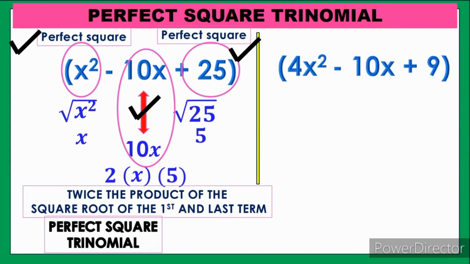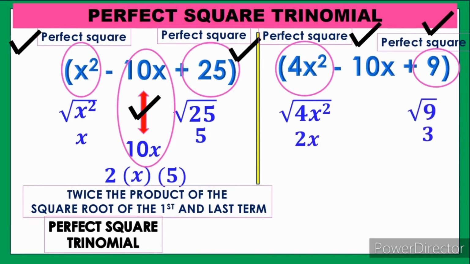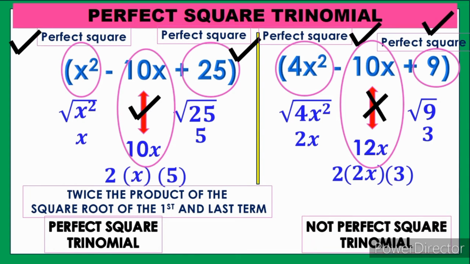Next: 4x squared minus 10x plus 9. The first term is 4x squared. This is a perfect square. The last term is 9, which is also a perfect square. They are both correct. How about the middle term? Okay, again, we take the square root of the first term, 4x squared, and that is 2x. The square root of 9 is 3. And then twice the product of the square root of the first term and the last term. So therefore, we have 2 times 2x times 3. 2 times 2x times 3 is equal to 12x. Okay, so note that the middle term of the trinomial is not correct. So therefore, this is not a perfect square trinomial.